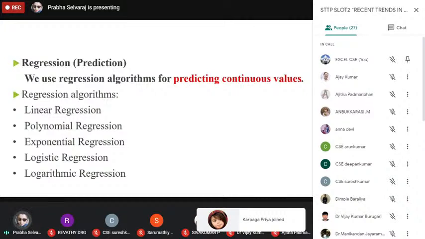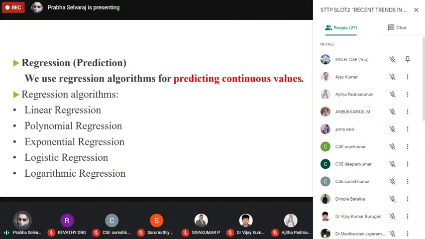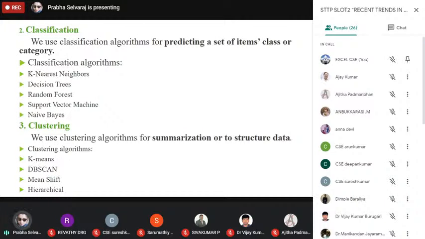So first, regression. Whenever you go with predicting a continuous value, then we will go with a regression algorithm. These are the different regression algorithms available: linear, polynomial, exponential, logistic, and logarithmic. And when I say classification, we are predicting a set of items, class or category. When you want to do that, you will go with a classification algorithm. These are a few classification algorithms: KNN, decision trees, random forest, support vector machine, and naive Bayes.